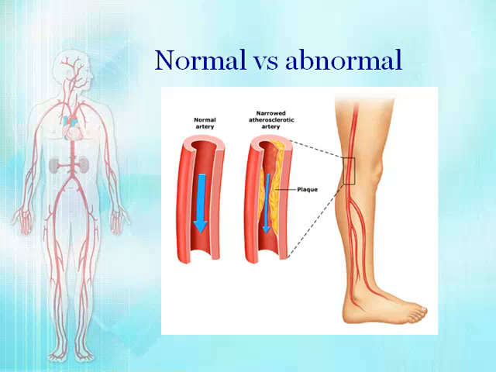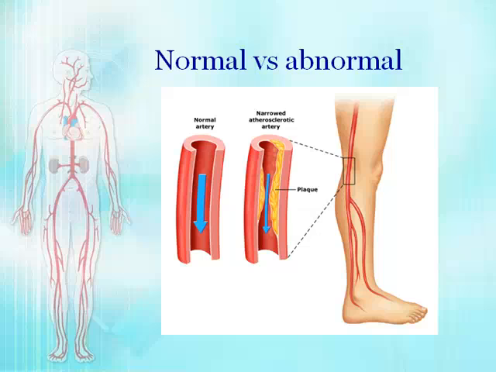In this image we are seeing an artery taken from the leg, a piece of an artery. On the left hand side the image shows a normal artery with blood flow flowing smoothly, and on the right hand side the same artery now with plaque buildup causing the blood flow to significantly reduce.